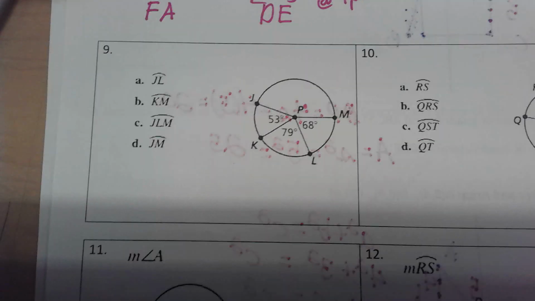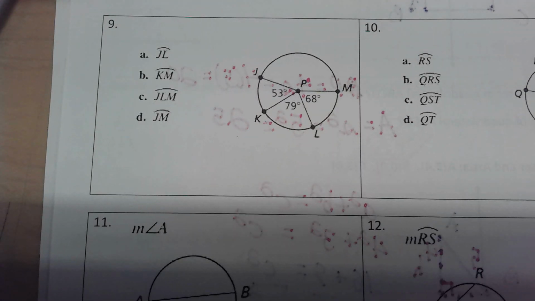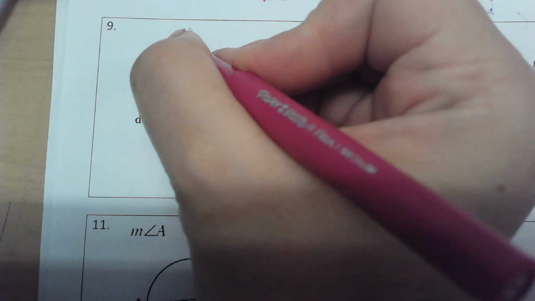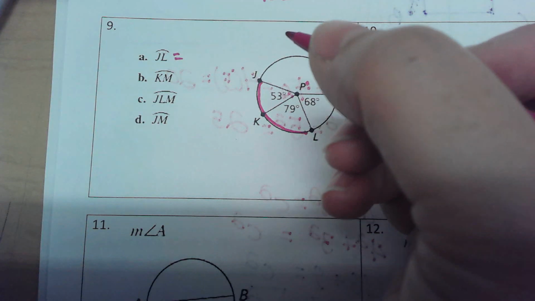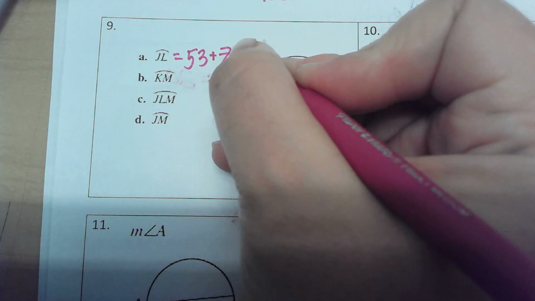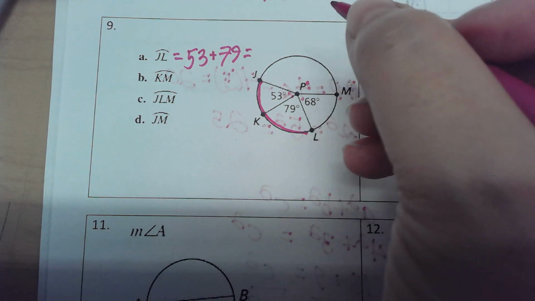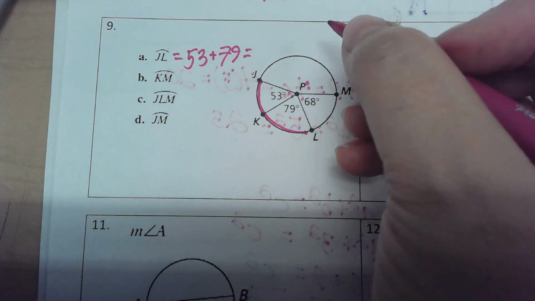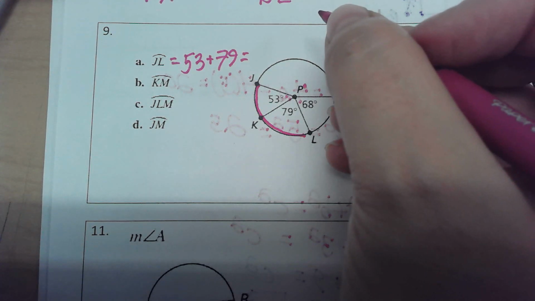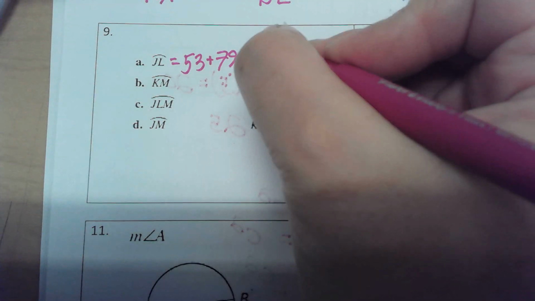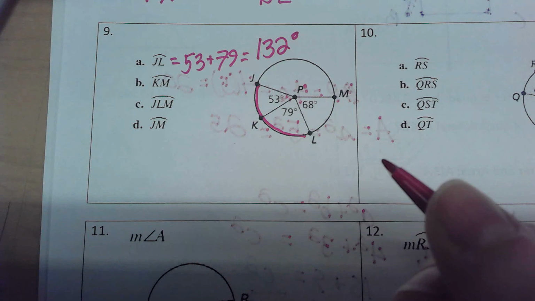Okay, we're going to do our angles. Okay, so JL. How are we going to get JL, everybody? Would it be adding 53 and 79, or would it be the other way around? Oh yeah, no, it's that way. Yeah, 53 plus 79. Could you do it the other way? 79 plus 53? No. Because you have to add 68. Yeah. What do we get? 132. It's 132 degrees.